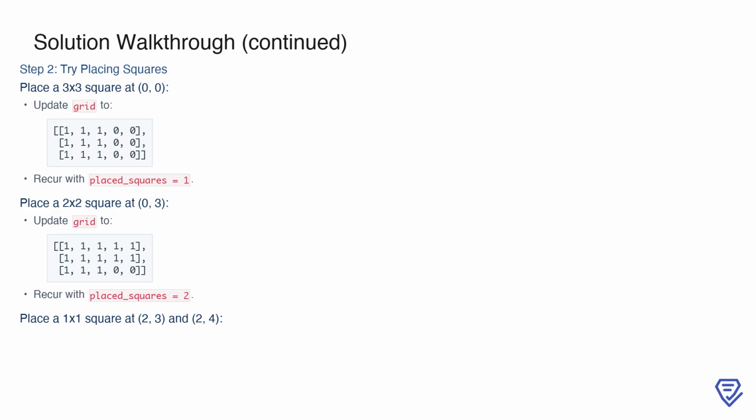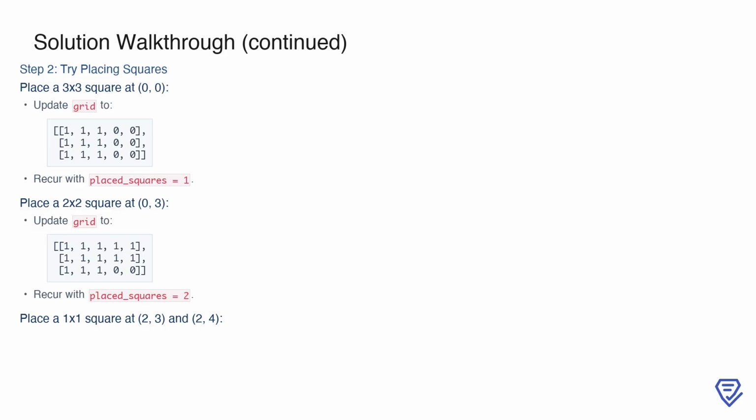The first placement we try in the 3x5 rectangle is a 3x3 square at position 0, 0. This is the largest square that fits at this position. After placing it, the grid updates to show that the top left section is now filled, and placed_squares becomes 1.